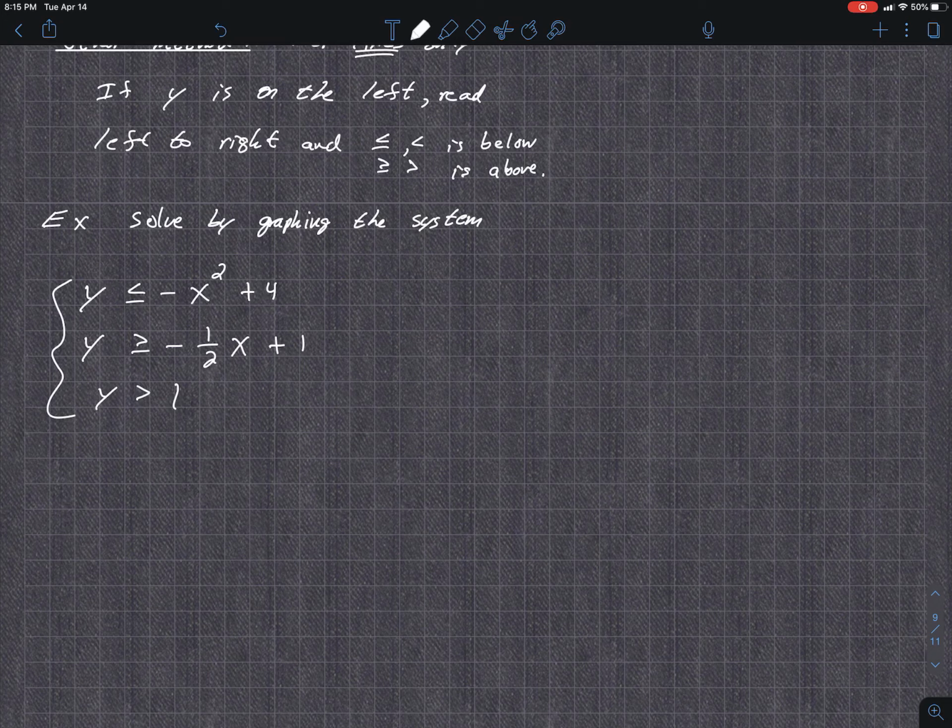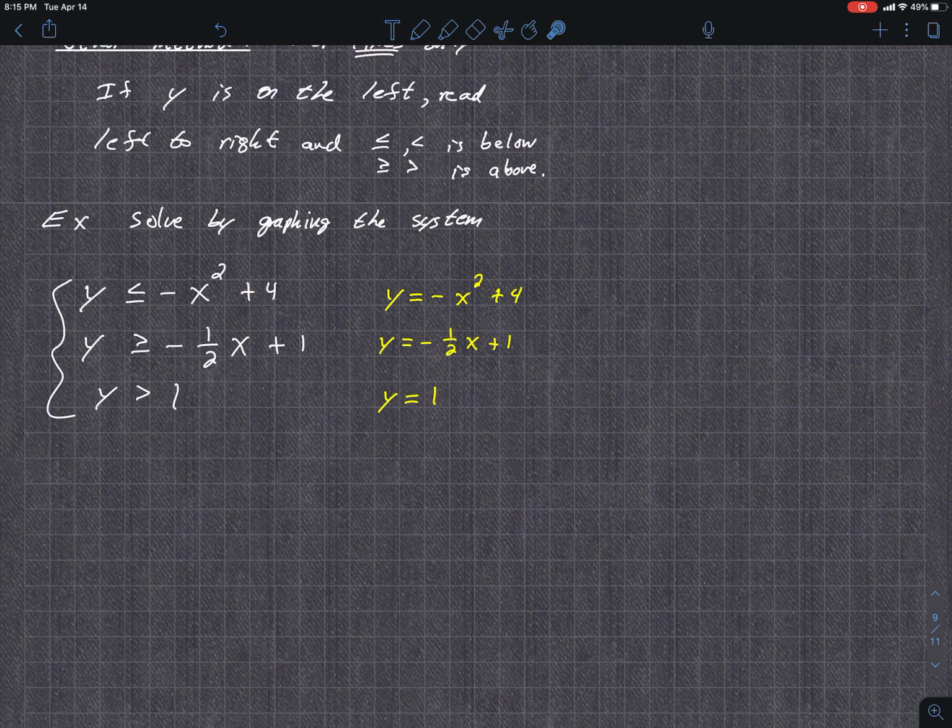The next example, we want to solve by graphing the system as usual. So we're going to be graphing y equal to negative x squared plus 4, y equal to negative 1/2 x plus 1, and y equal to 1.